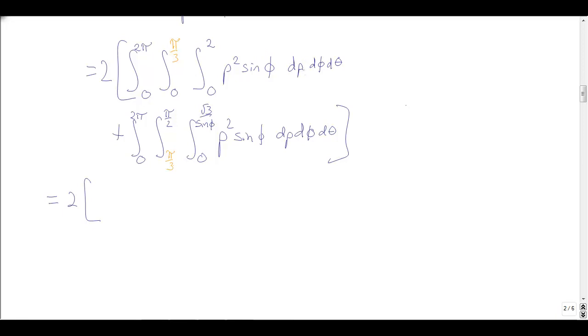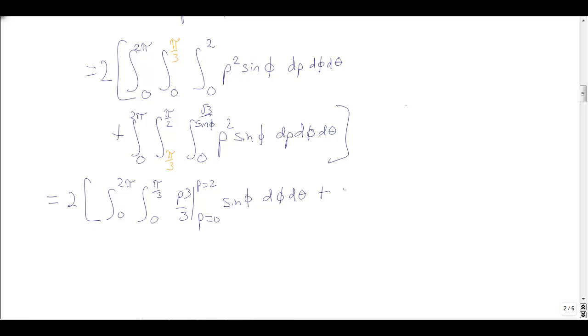So I get 2 times the first integral. I can integrate with respect to rho. I'll get rho cubed over 3. So I get 0 to 2 pi, 0 to pi over 3, and I'm going to get rho cubed over 3, from rho equals 0 to rho equals 2. I still have the sine phi, and then I have d phi, d theta.